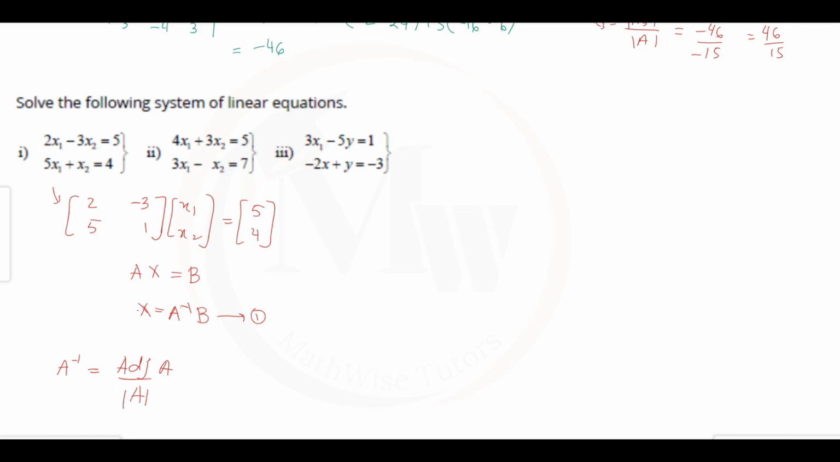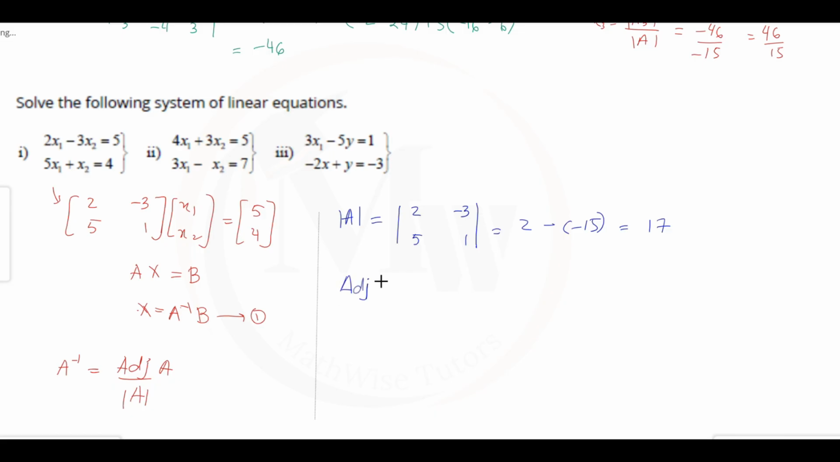So let's find it by the inverse method. According to the inverse method, first let's check the A determinant. What is the A determinant? It can be found very easily because this is only a 2 by 2 matrix. 2, -3, 5, 1. 2 times 1 is 2, minus 5 times -3 is minus 15, and simplifying this, 2 plus 15 is 17. This is the A determinant.